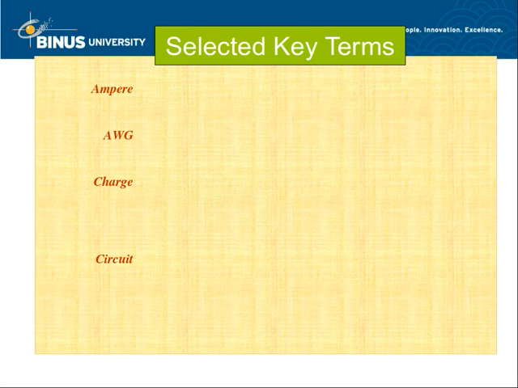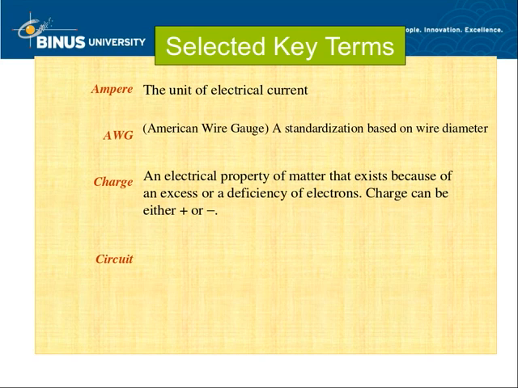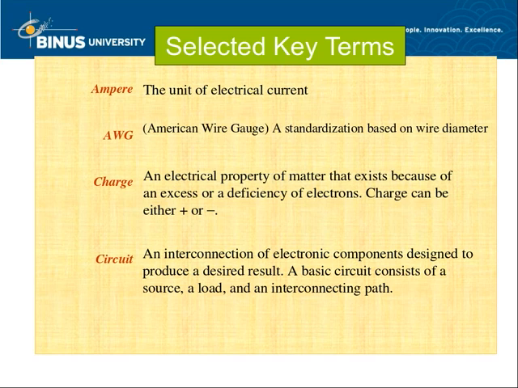Okay, next we'll study the terminology in this second chapter. The first one is ampere, the unit of electrical current, and American wire gauge. This is used in the American standard to define the diameter of the wire. And then charge, an electric property of matter that exists because of an excess or a deficiency of electrons. Charge, therefore, can be positive if it's in excess or negative if it's in deficiency. An interconnection of electronic components designed to produce a desired result is called a circuit, and a basic circuit consists of three things: a load, a source, and an interconnecting path.